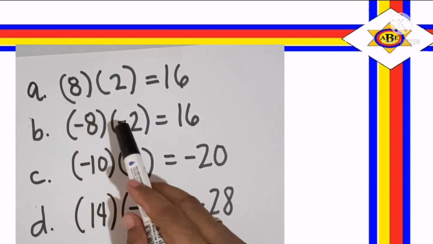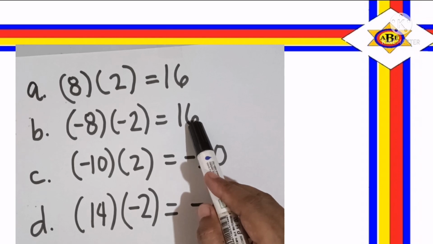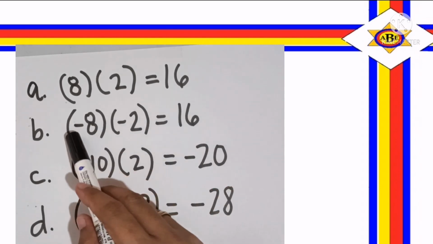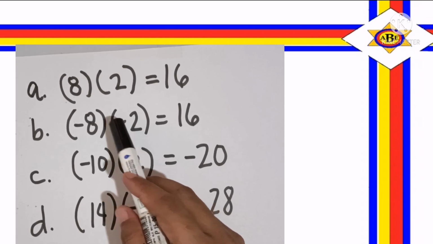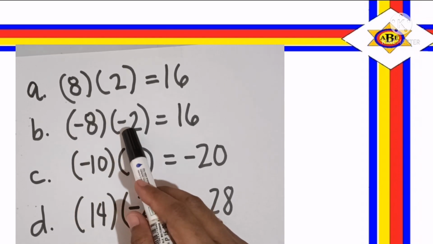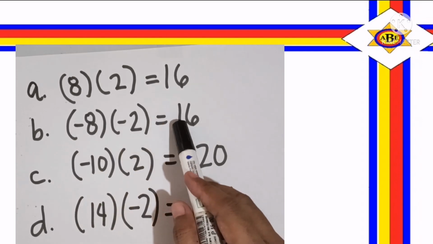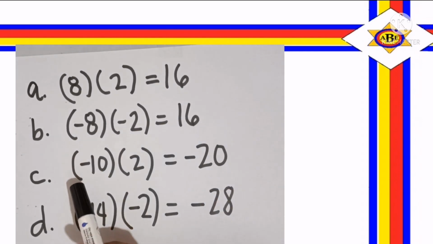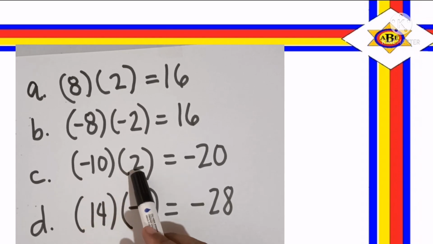Negative 8 times negative 2, the answer is still positive 16, because they have the same sign. Negative 8 and negative 2. Same sign, positive.